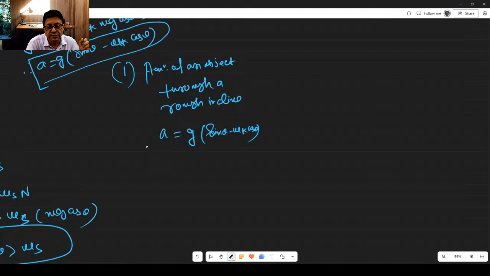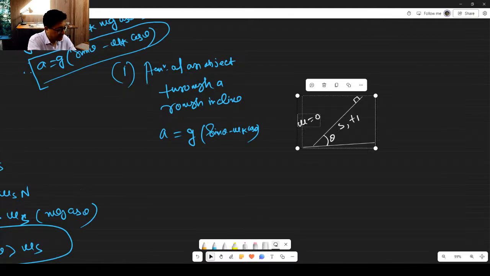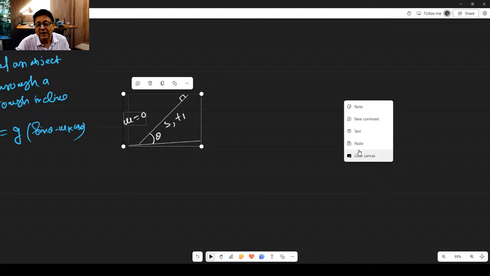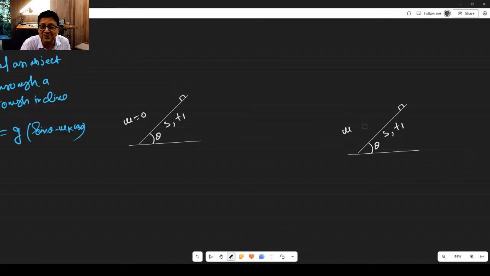One simple question. Just see the question, I am drawing the situation, then you will understand. This is a smooth incline. To slide down this incline of length s, an object takes a time t1. Here mu equal to 0. And then I am drawing the same diagram, but this time there is mu. Here mu is 0. Here mu is not 0. Mu exists here.